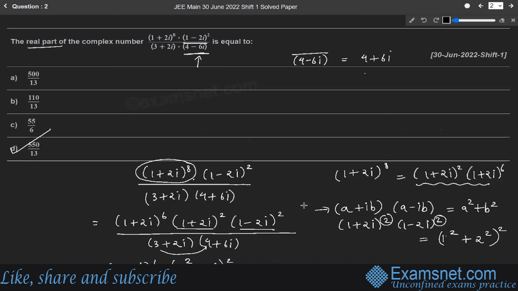I hope you are clear with this question. In this question, we have used the basic concepts of complex numbers and the basic properties of (a + b) whole square and (a - b) whole square. And the main thing that you have to remember is that (a + iota b) into (a - iota b) is equal to a square plus b square.